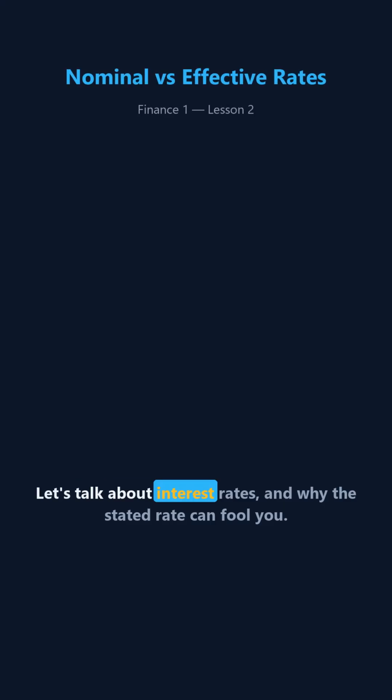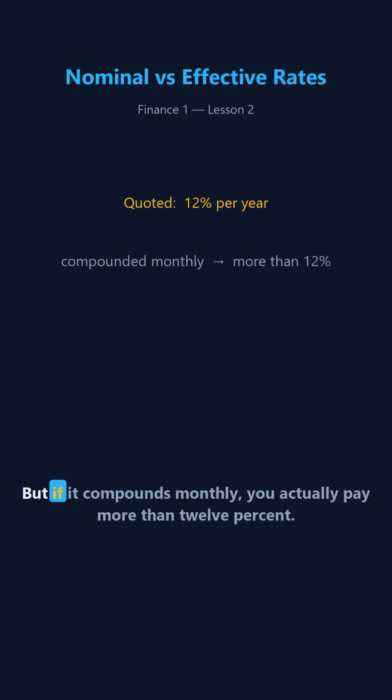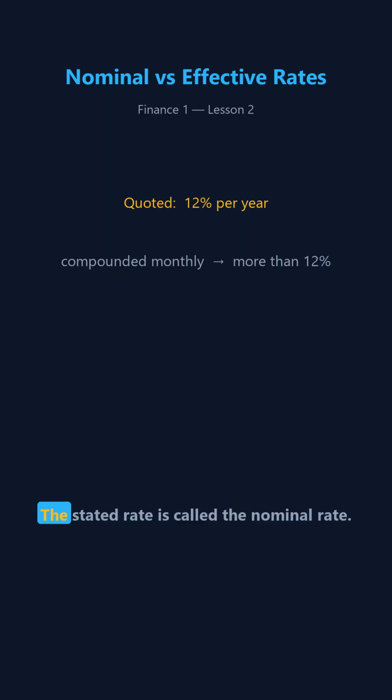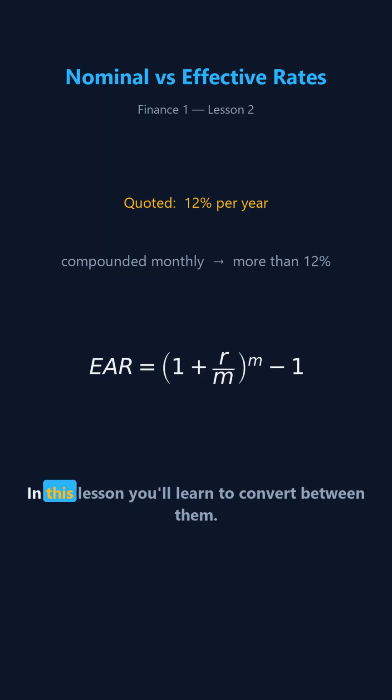Let's talk about interest rates and why the stated rate can fool you. A bank may quote 12% per year, but if it compounds monthly, you actually pay more than 12%. The stated rate is called the nominal rate. The true annual rate is called the effective rate. In this lesson, you'll learn to convert between them.